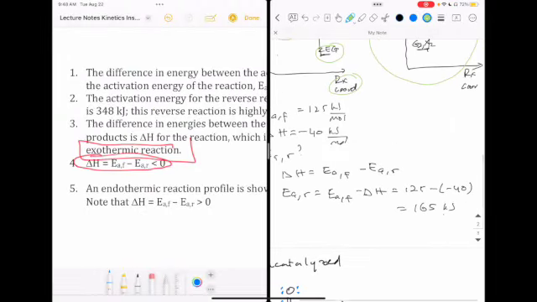and just figure out that delta H is forward minus reverse. If we're solving for the reverse, then it will just be equal to the forward activation energy minus delta H, and then we plug in the numbers, keeping in mind that the delta H itself is negative 40. That gives us 165 kilojoules as the reverse activation energy.